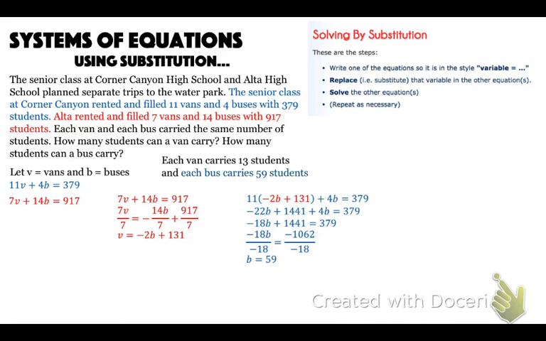So each bus carries 59 students. Could do the same with the van. So v equals negative 2 times 59 plus 131, which is v equals negative 118 plus 131, which is v equals 13, which is what we wanted.